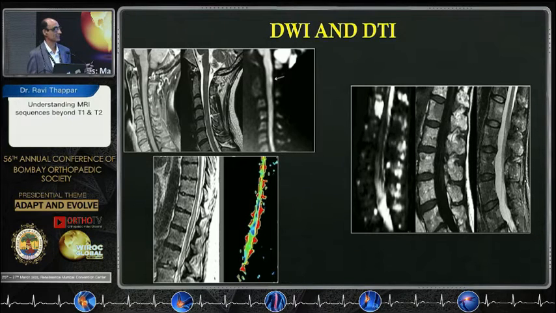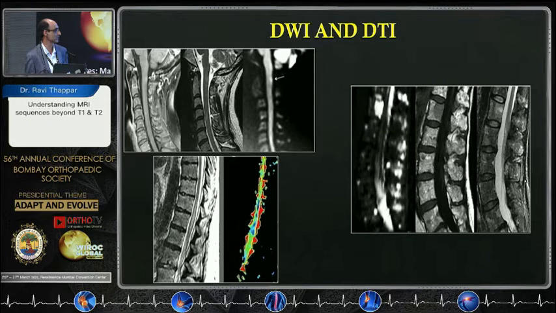DWI and DTI, just like in the brain, DWI is used for picking up acute infarctions and acute demyelinations in the cord. So here you can see that in a case of multiple sclerosis, 2 cord lesions, but on the DWI only the upper one is showing restricted diffusion, so that's an acute demyelination, while this will probably be a chronic demyelination. On DTI you can evaluate the integrity of the cord fiber tracts.